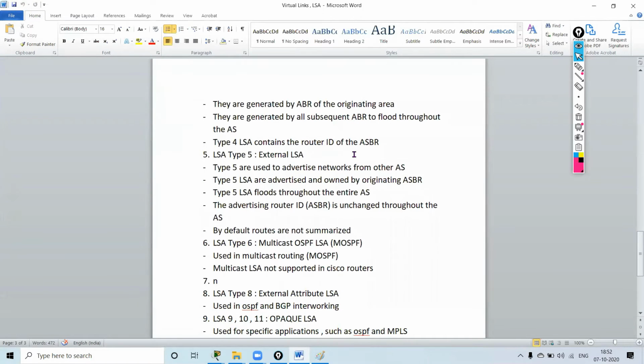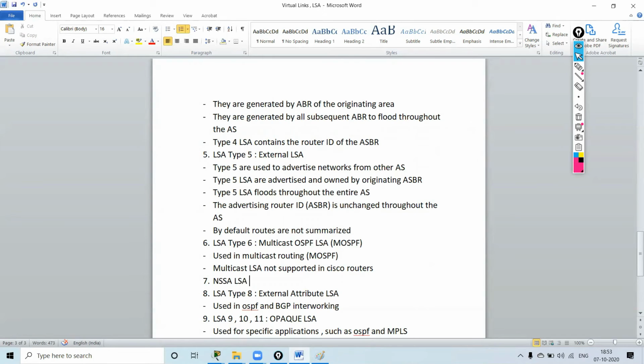LSA type 6. Now this is something that is not of our use. It is used in multicast routing, multicast OSPF LSA, not supported by Cisco router. This is not supported by Cisco router, so it is not of our use. Then we have LSA 7. Now LSA 7 is something that we'll study. This is known as NSSA LSA. Okay, so we'll study about this NSSA LSA when we will study about stubs.